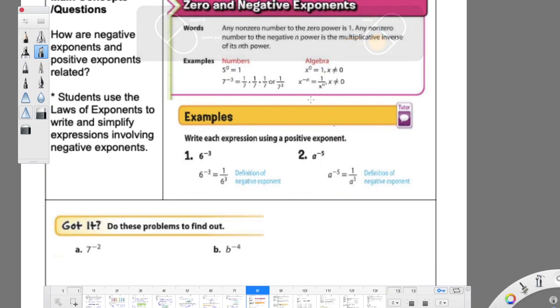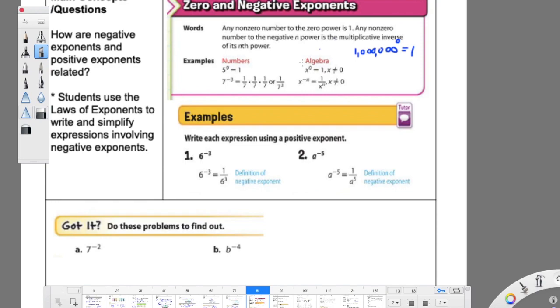All right, so we have 5 to the 0 power, and that equals 1. And then we can look over here, and we have x to the 0 power, and that equals 1. So they're different numbers, but whenever we raise something to the 0 power, it equals 1. So it doesn't matter if I have 1 million. If I put a 0 on there, it equals 1. Does not matter what the number is. As soon as I raise that to the 0 power, it becomes 1.